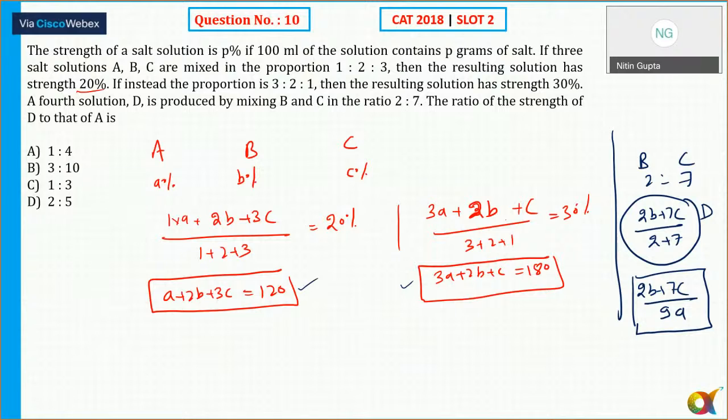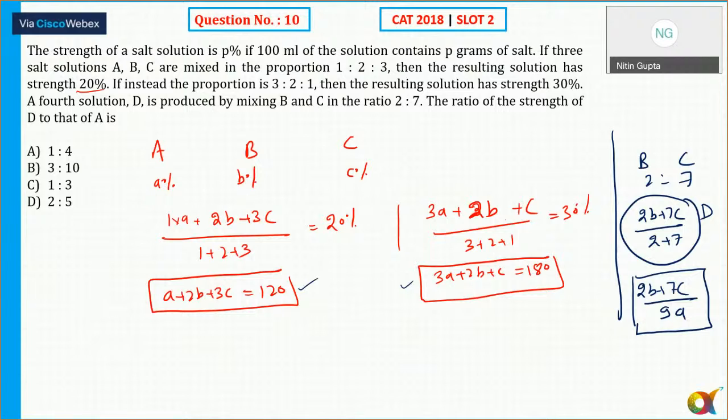And there is no option which says cannot be determined. If there was an option "cannot be determined", then I would have said that the question becomes much more difficult. A lot of you could have marked, okay, 3 equations, 2 equations, 3 variables, how to solve it. But we need to find out 2b plus 7c. How to find out 2b plus 7c?